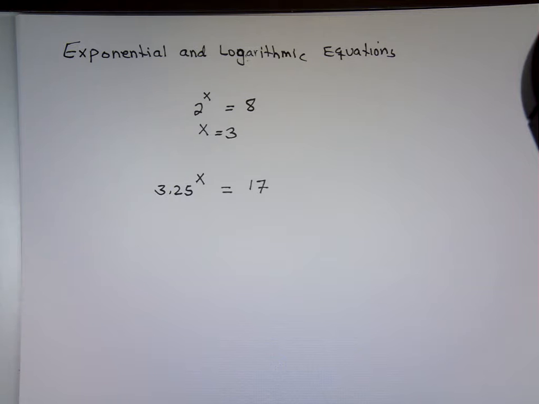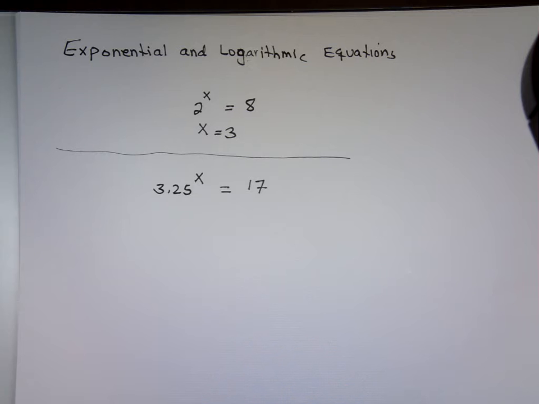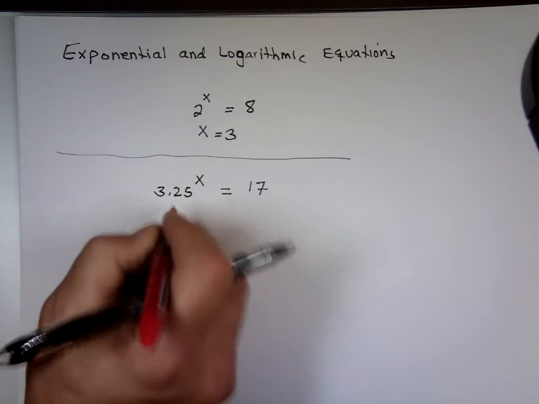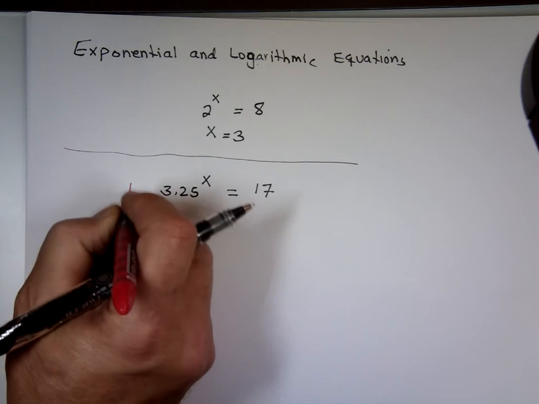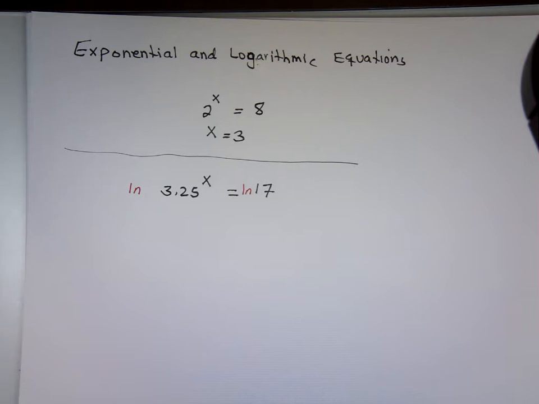What do you do? The log on both sides? Yep, take the log or the natural log of both sides. It really doesn't matter because that number is not e or 10. And I couldn't tell you why I chose the natural log. I don't know. I just wrote the natural log. Less writing, I guess. 2 letters versus 3. That's the only reason I can give you.